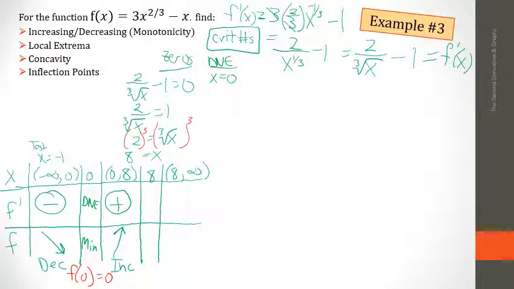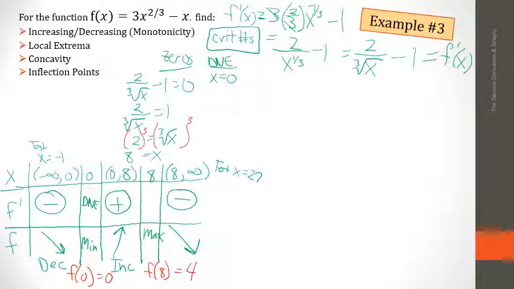Okay, and then in the interval x from 8 to infinity, I would test x equals 27. Why is that? Well, I know the cube root of 27 is 3. So 2 over 3 minus 1 is going to be negative. So I'm going down, so this will be a max here. And there's a max at f of 8. f of 8 equals the cube root of 8 is 2, squared is 4, times 3 is 12, minus 8, is 4. So (8, 4), if I did my math right.